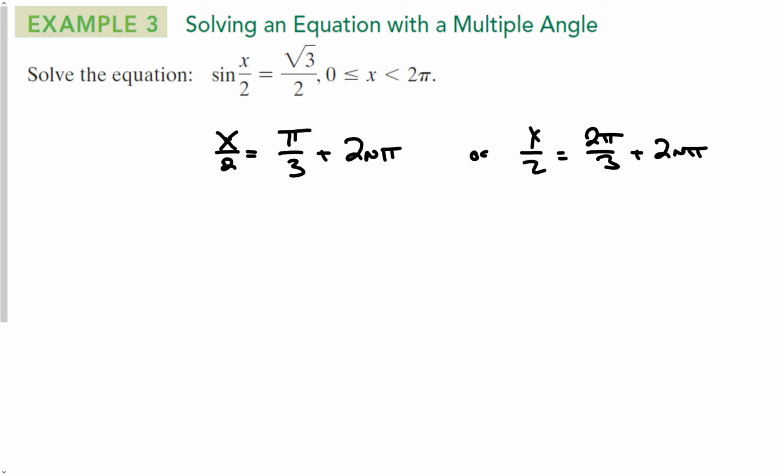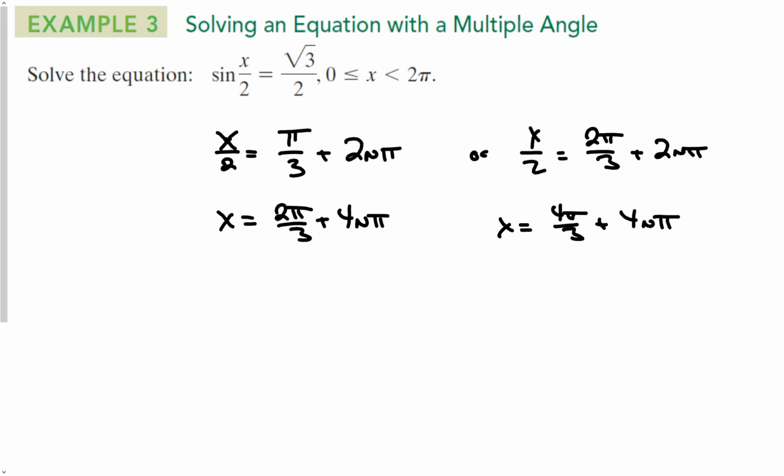Okay. And having a unit circle, either memorized or handy for this, is helpful. We're going to multiply everything by 2. So x is going to be equal to 2 pi over 3 plus 4n pi, and x is going to be equal to 4 pi over 3 plus 4n pi.